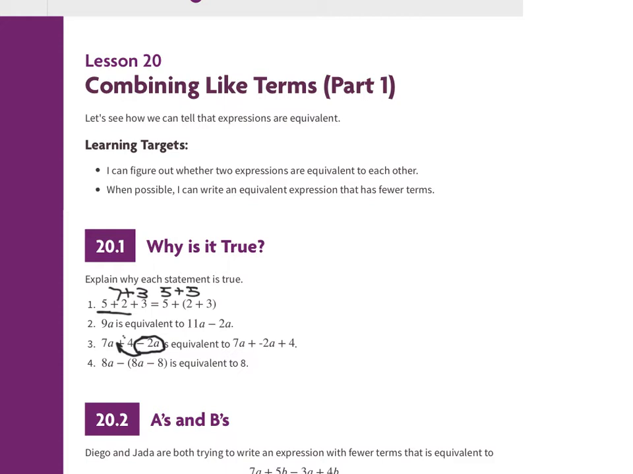And then 8a minus parentheses 8a minus 8 is equivalent to 8. So if I notice here, there's a minus in front of the parentheses. So yesterday we talked about using the distributive property. We can take this minus and distribute it to the 8a and to the negative 8. So 8a minus 8a, and then a minus times a minus is a positive 8. So 8a minus 8a goes away, and I'm just left with positive 8.